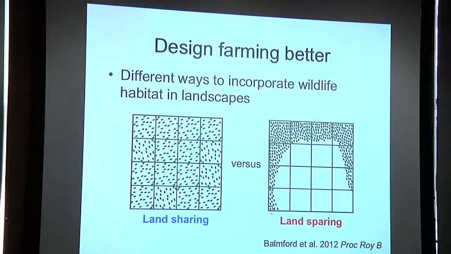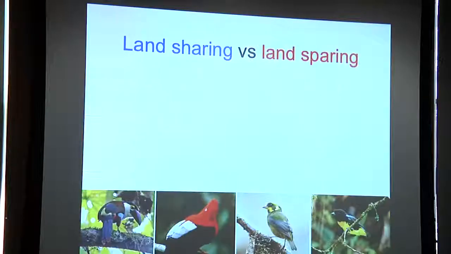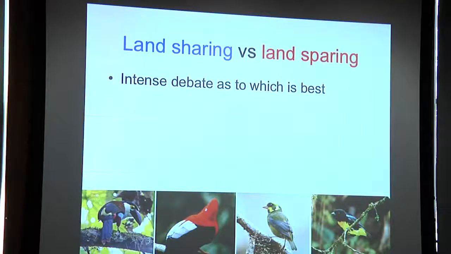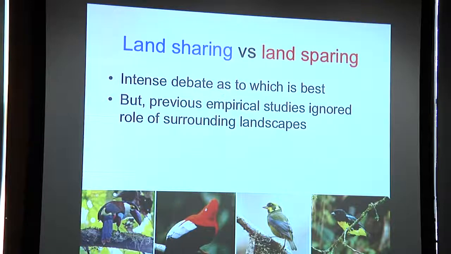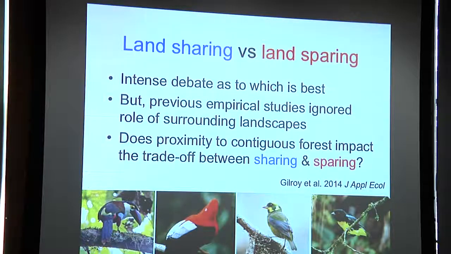On the left, we may incorporate wildlife and wildlife features in amongst our farmland. On the right, under sparing, we might farm very intensively and spare land elsewhere. It's fair to say there's been intense debate around this paradigm, but the previous examples have been ignoring the potential important roles of surrounding landscapes. And so James and myself and others wanted to understand how the proximity of farmland to contiguous forest might affect the trade-off between sharing and sparing.